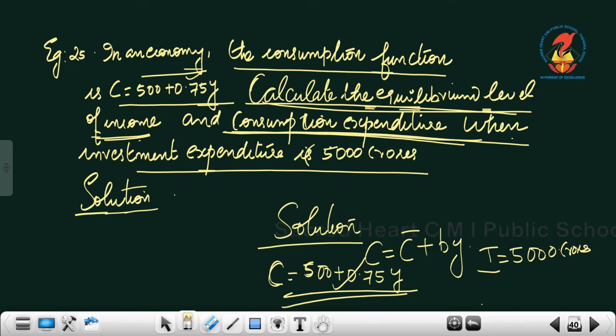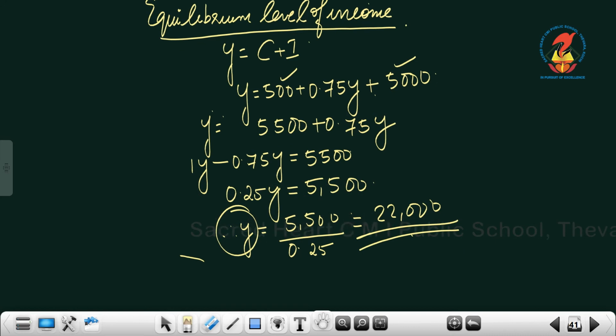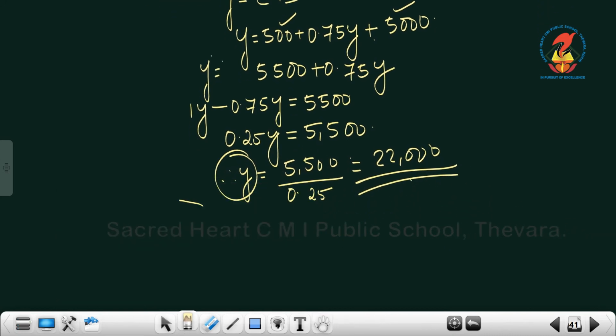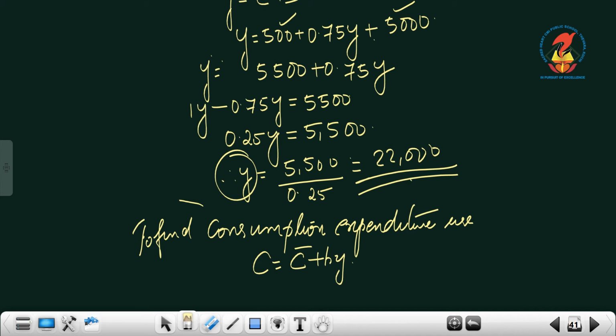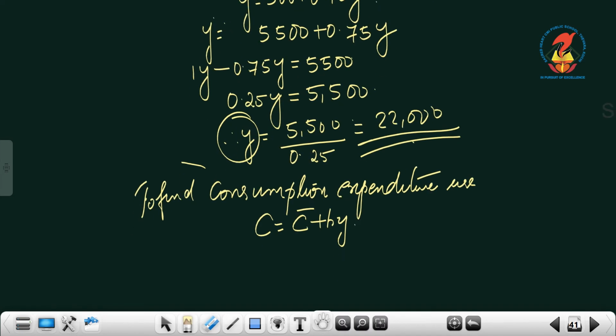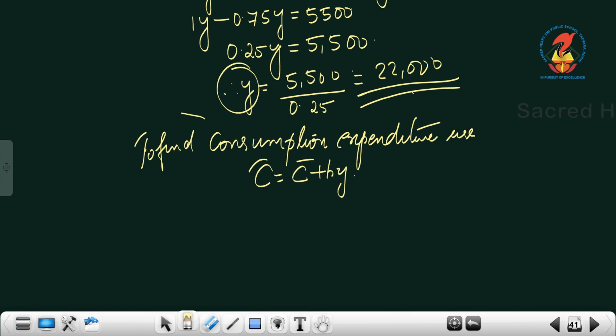How will you find out consumption expenditure? To find consumption expenditure, use C is equal to C bar plus by. Now you have to find out the value of C. You don't know the value of C, so write it as C is equal to, you have to find out consumption expenditure.